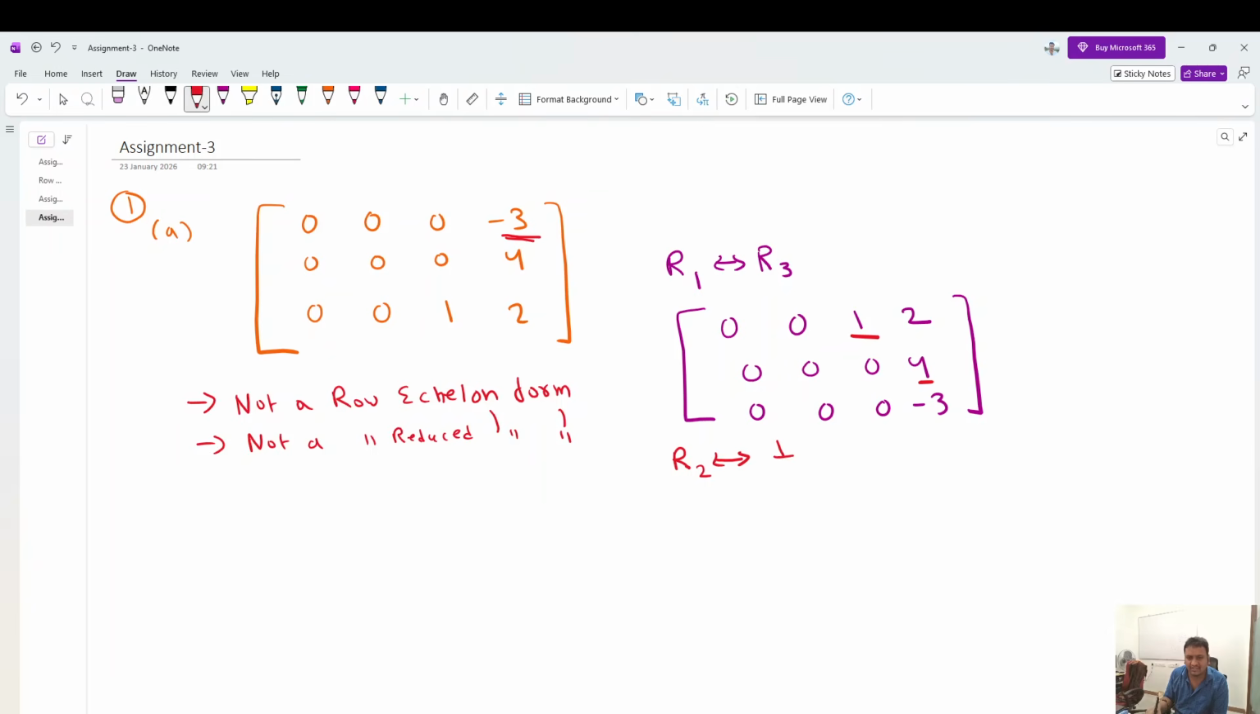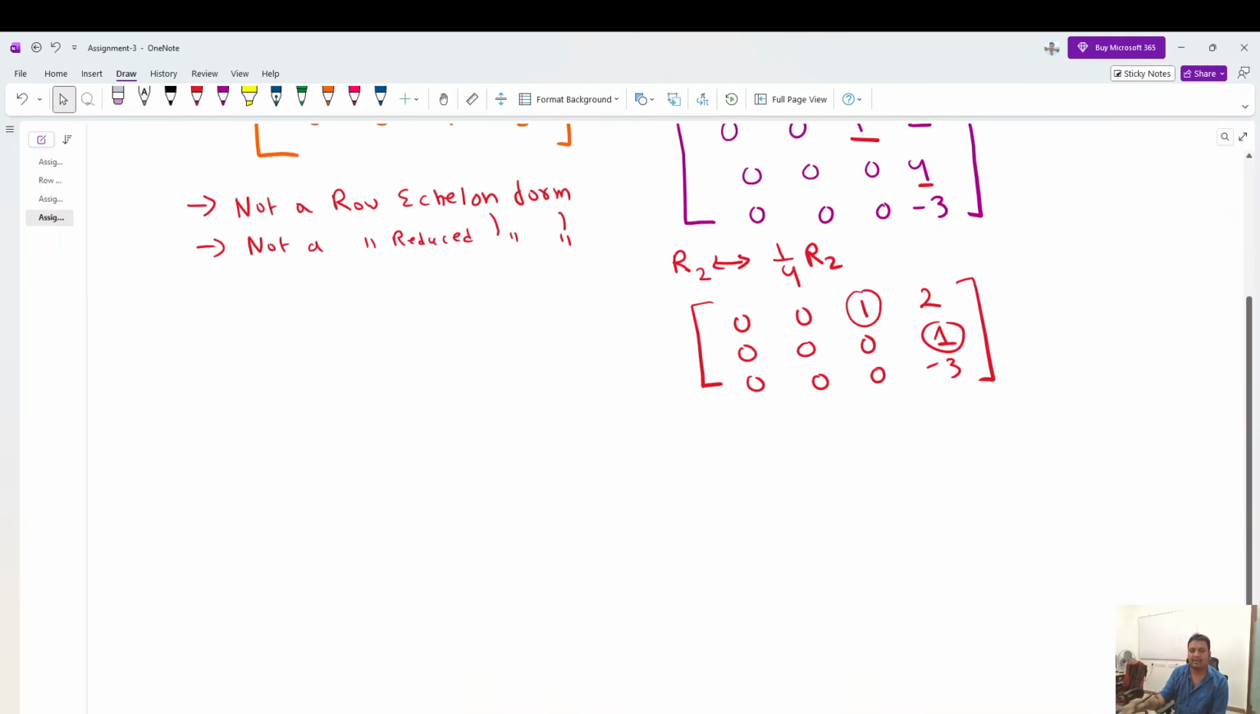You will apply this operation. So now what you are getting is 0, 0, 1, 2. Circle always the pivotal element; I like to do that to keep track. And this will be 1, right? And then 0, 0, 0, minus 3. And now you have to apply row operations such that this minus 3 should be 0 and 2 should be 0, because you are talking about row reduced echelon form.